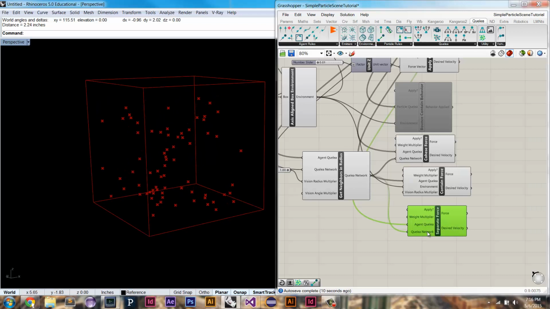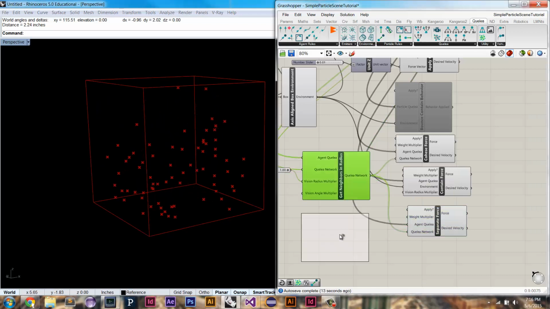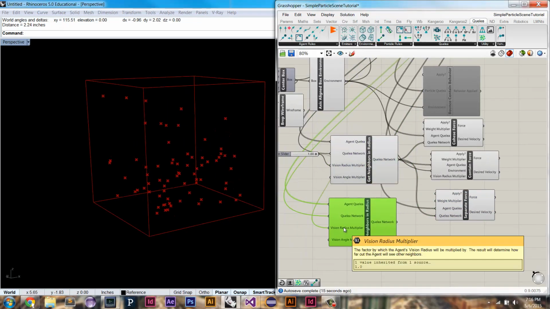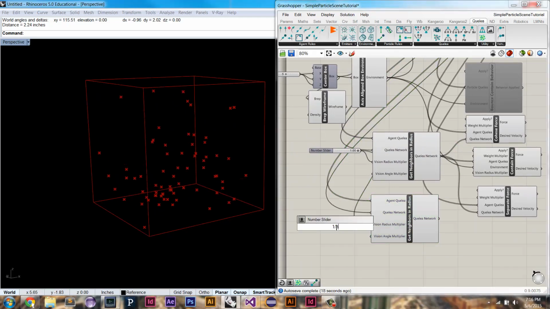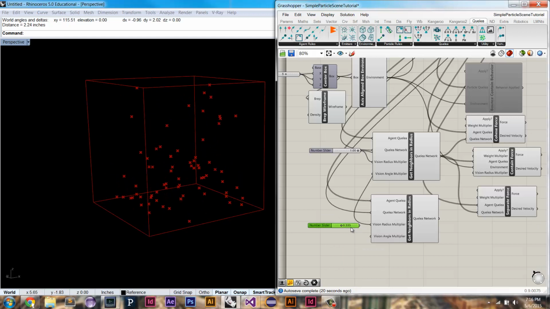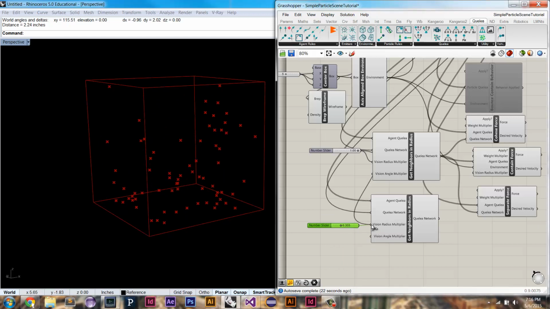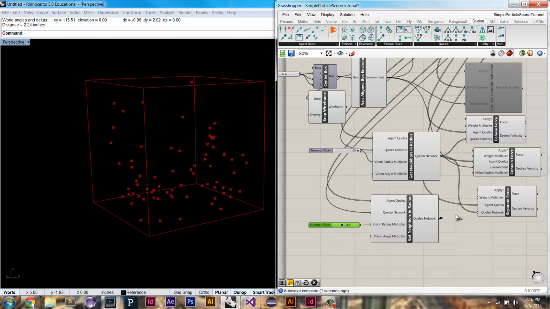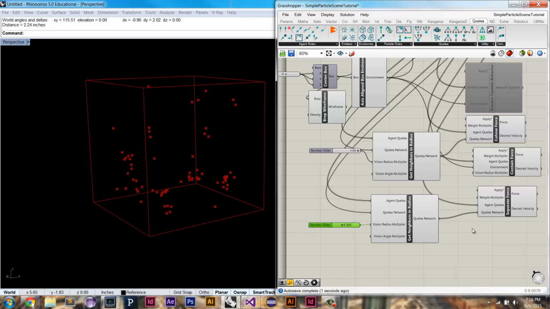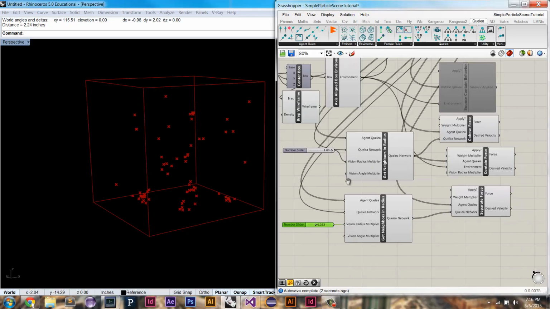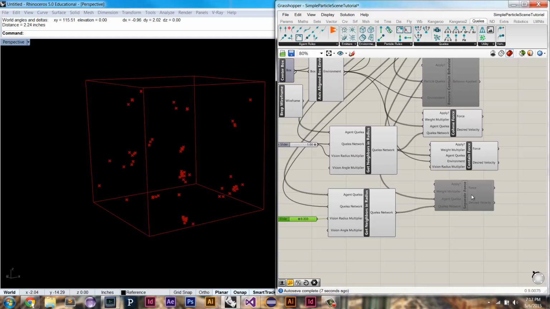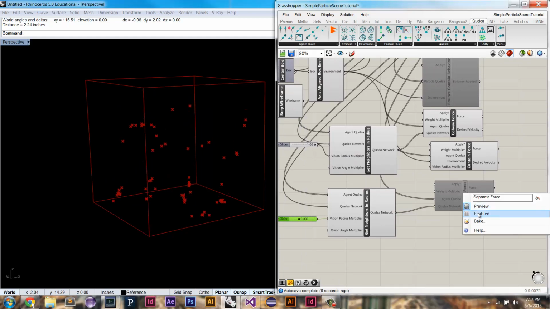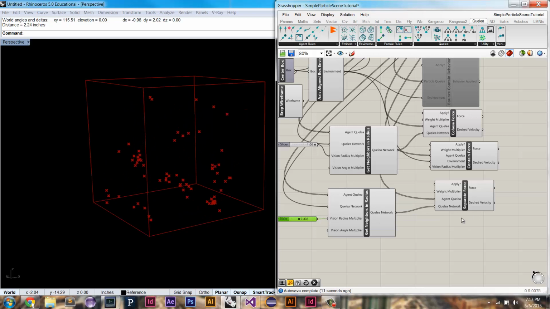With the separate force, you usually want to use a smaller vision radius multiplier, and a good rule of thumb is it should be about 1/3 of what the cohesion multiplier is. So now if I use this, we'll see that they cohese together, but will also separate if they get too close. And here we'll see that's with it off and with it on.